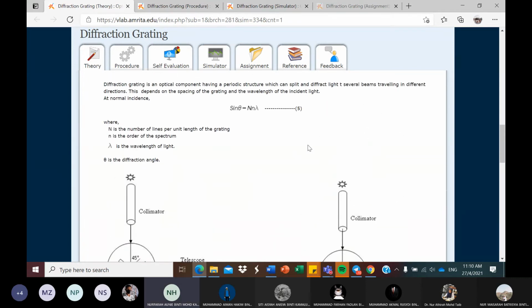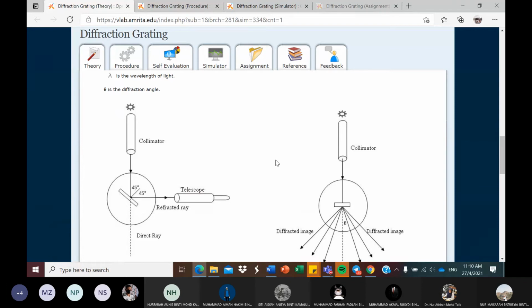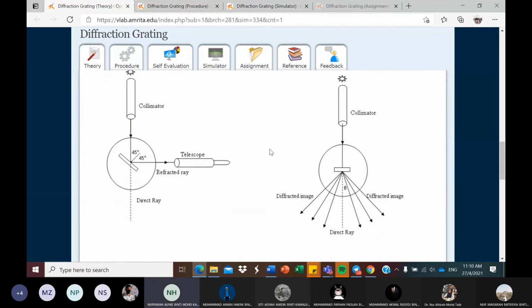So at normal incidence, when we look at equation number 5, sine theta equals n, which is the number of lines per unit length of the grating, times the order of the spectrum and the wavelength of light. And okay, look at the picture below. The diffraction, when we look at here, diffraction means it will produce different angles, different directions of the diffracted ray.